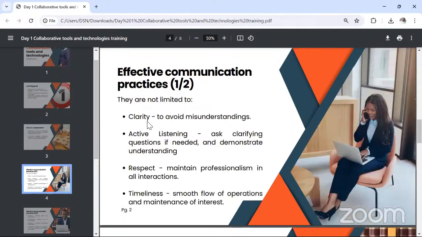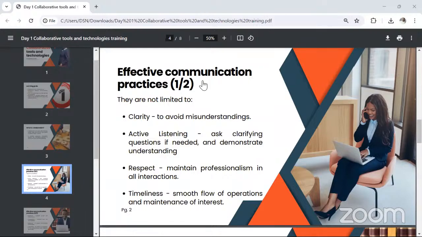So let's look at some of the things you have actually answered yourselves. Some of the effective communication practices that we need to be mindful about are clarity to avoid misunderstanding. So be as clear as possible, active listening. Who has spoken about active listening?